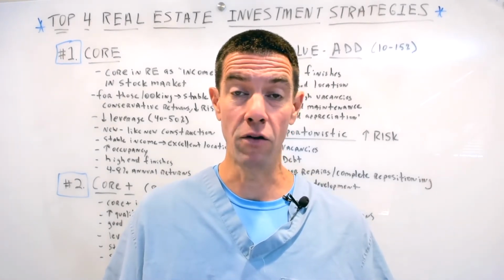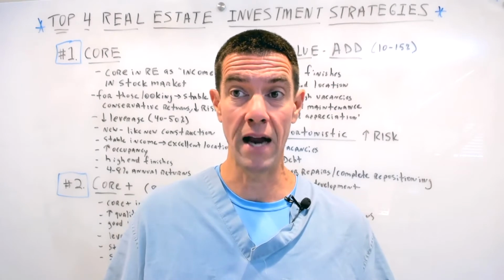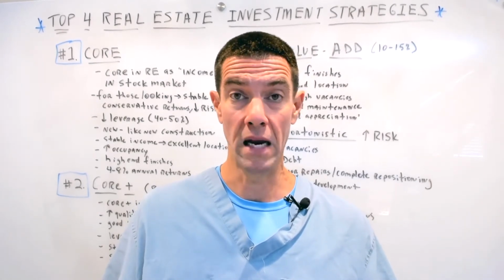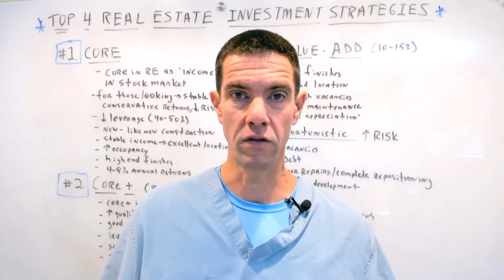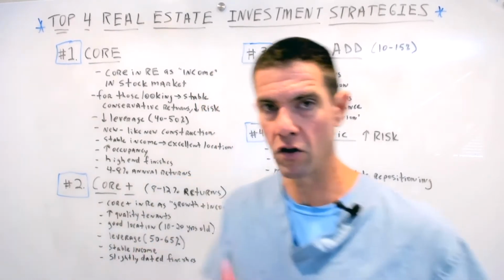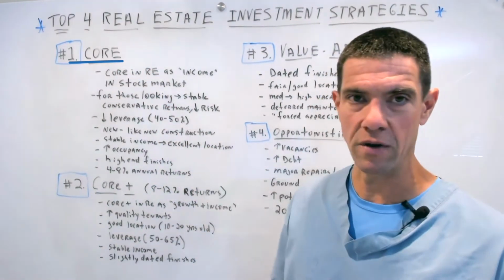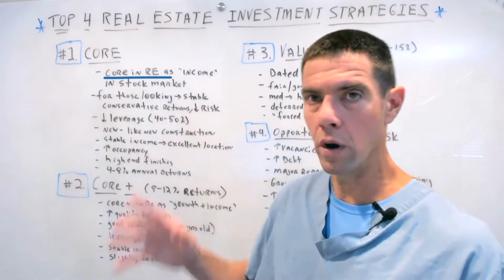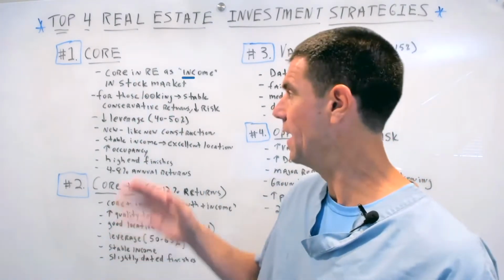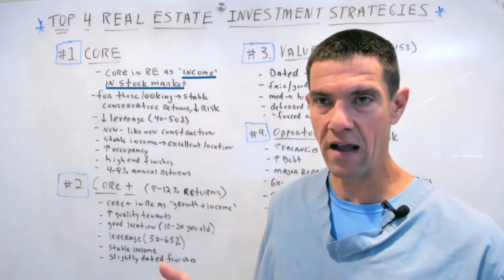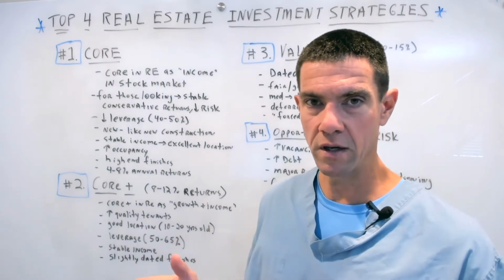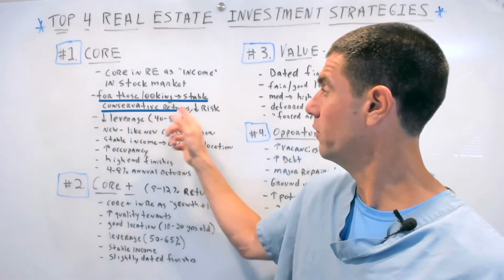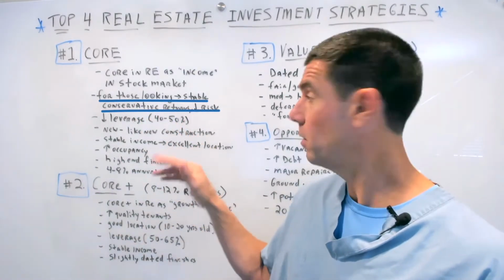Besides value add, there's three other real estate investment strategies used to classify the risk and return profile in a multifamily property, but we're going to discuss all four. So let's get into it. The first one is what's called a core investment strategy. Now, what I want you to do is think of core in real estate as income would be in the stock market. So this particular strategy is for those looking for a stable, conservative return with minimum to low risk.